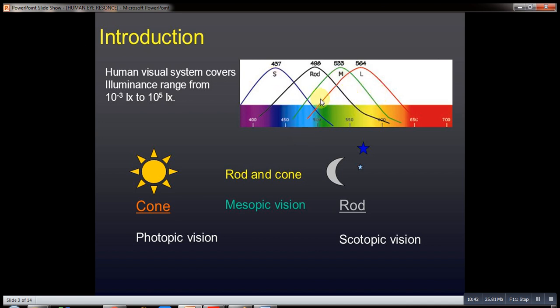From this curve we know that the work of rods or cones does not depend on the wavelength, but depends on the level of radiation only.